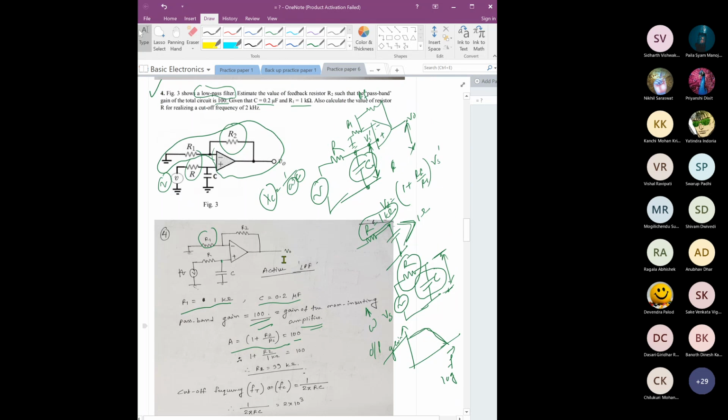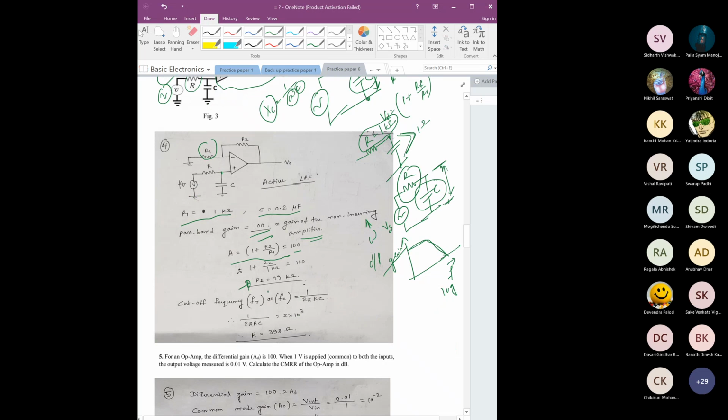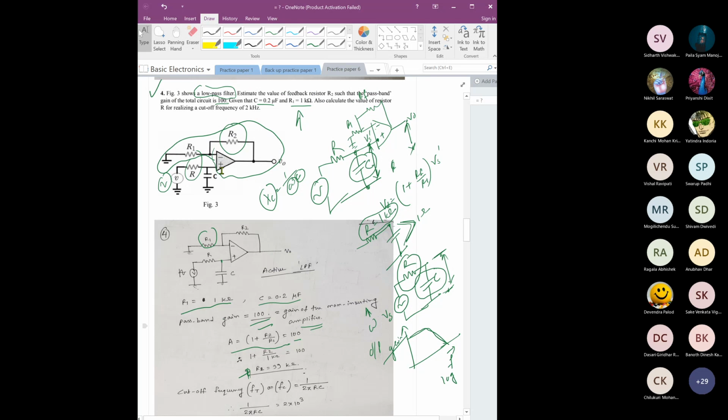Let us see it again. Yes, the R1 value is given here. So that way you can find the required value of R2. Once you have the required value of R2, almost all the things required to solve this problem have been done, because the R value is also given. So I think this part is done.